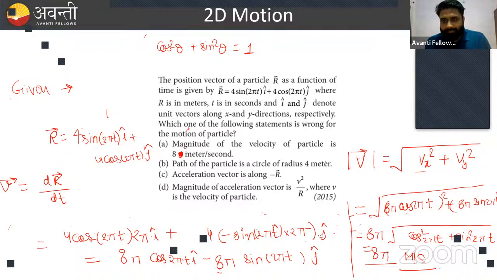So we have got the velocity as 8 pi meter per second, but what option A says is that the velocity is 8 meter per second. So this option is wrong. So we are lucky by chance कि firstly ही हमें मिल गया. So this is the correct option. Okay. Got it? If you have any doubt in this question, you can ask me now, right now.